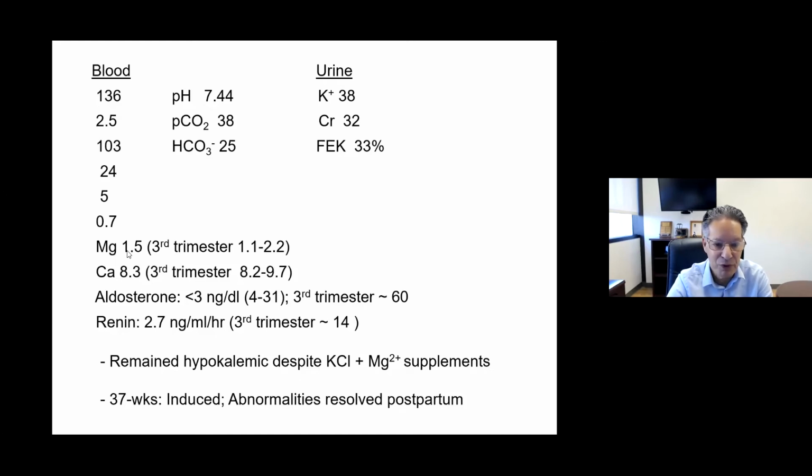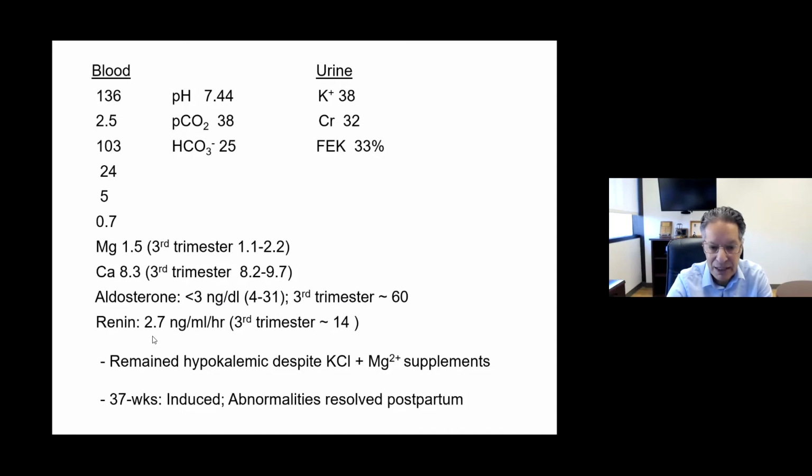Her Mg was 1.5, might seem a little low, but the normal Mg in the third trimester is a little lower than in non-pregnant women. The calcium might seem a little low, but again, that falls within what you can see in the third trimester. The normal range is lower. An aldo was measured and it was less than 3. The normal aldo in a non-pregnant female would be 4 to 31 nanograms per deciliter. In the third trimester, it goes up significantly to about 60. So this was really suppressed.